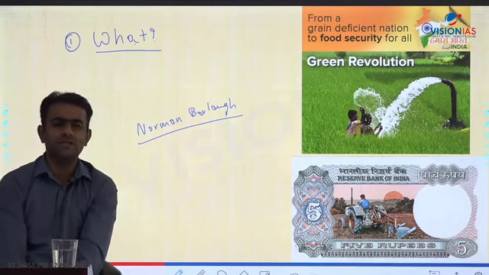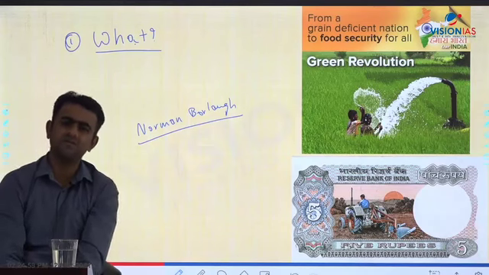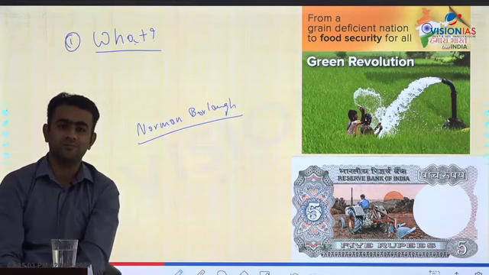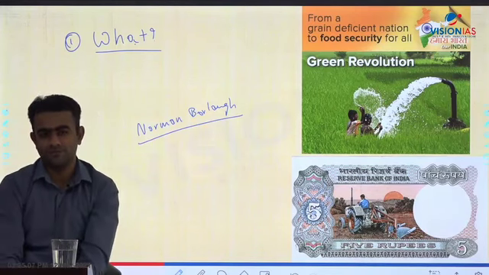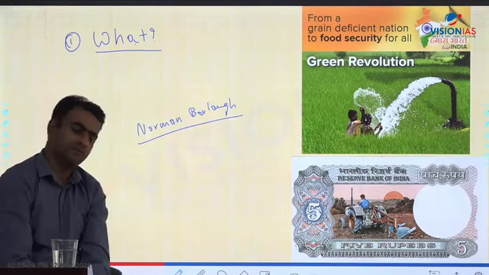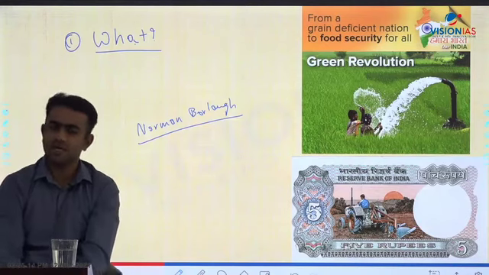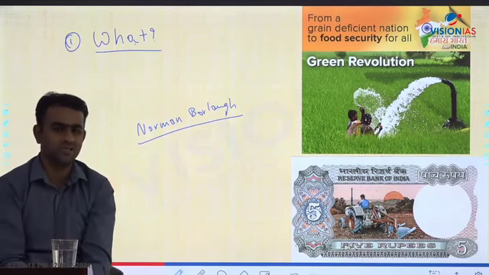Within 15 years we were self-sufficient in food grains. Our food grain production, the production of wheat and rice, increased 3 to 4 times within a short period of time. We were no more dependent on any kind of foreign supply. So that is a huge success. Post independence में, one of the major things which we have achieved is the green revolution.